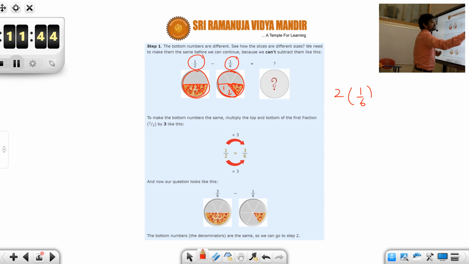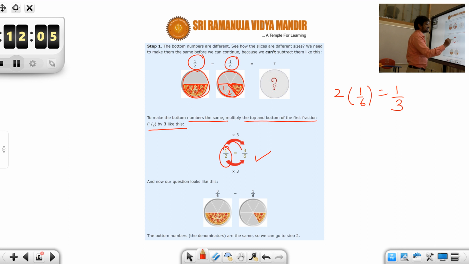Okay, anyway, let's look at this. To make the bottom numbers the same, multiply the top and the bottom of the first fraction by 3. Right? So this is what we have done. By multiplying by 3, we have converted this 1 by 2 into an equivalent fraction. We haven't changed its value. And now our question looks like we need to subtract 1/6 from 3/6.